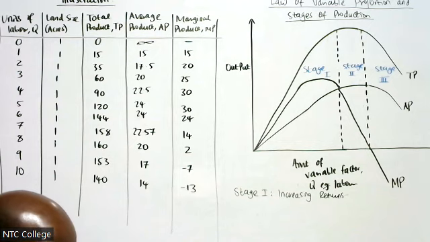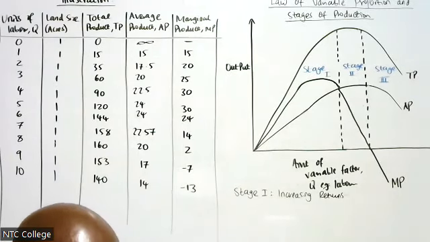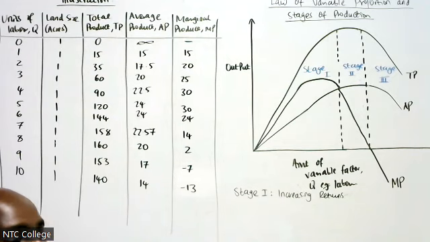After you're done with the diagram, I want to start by explaining stage one, that is known as the stage of increasing returns. Hopefully, you can finish by having understood the three stages of production. And when we meet next time, whatever will be remaining will just be for us to finish.